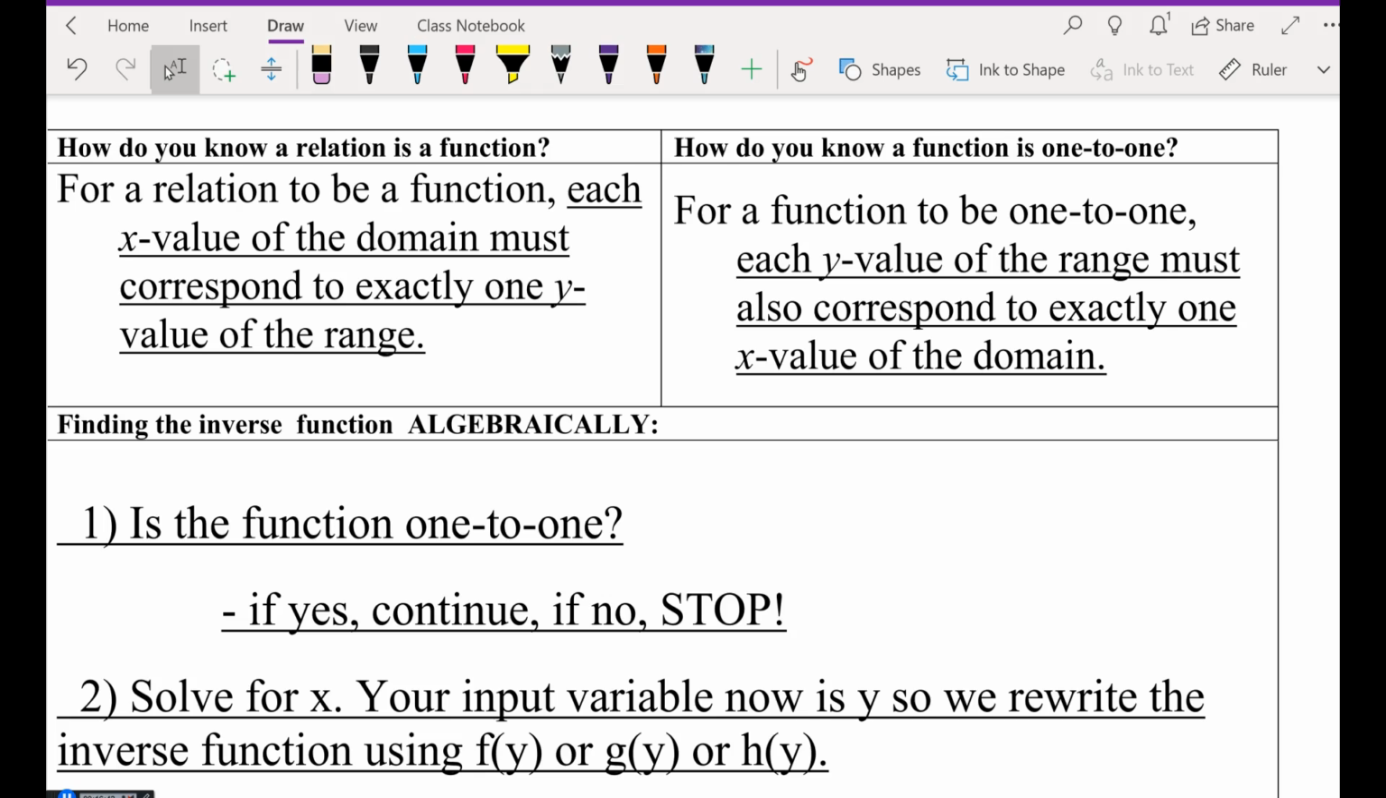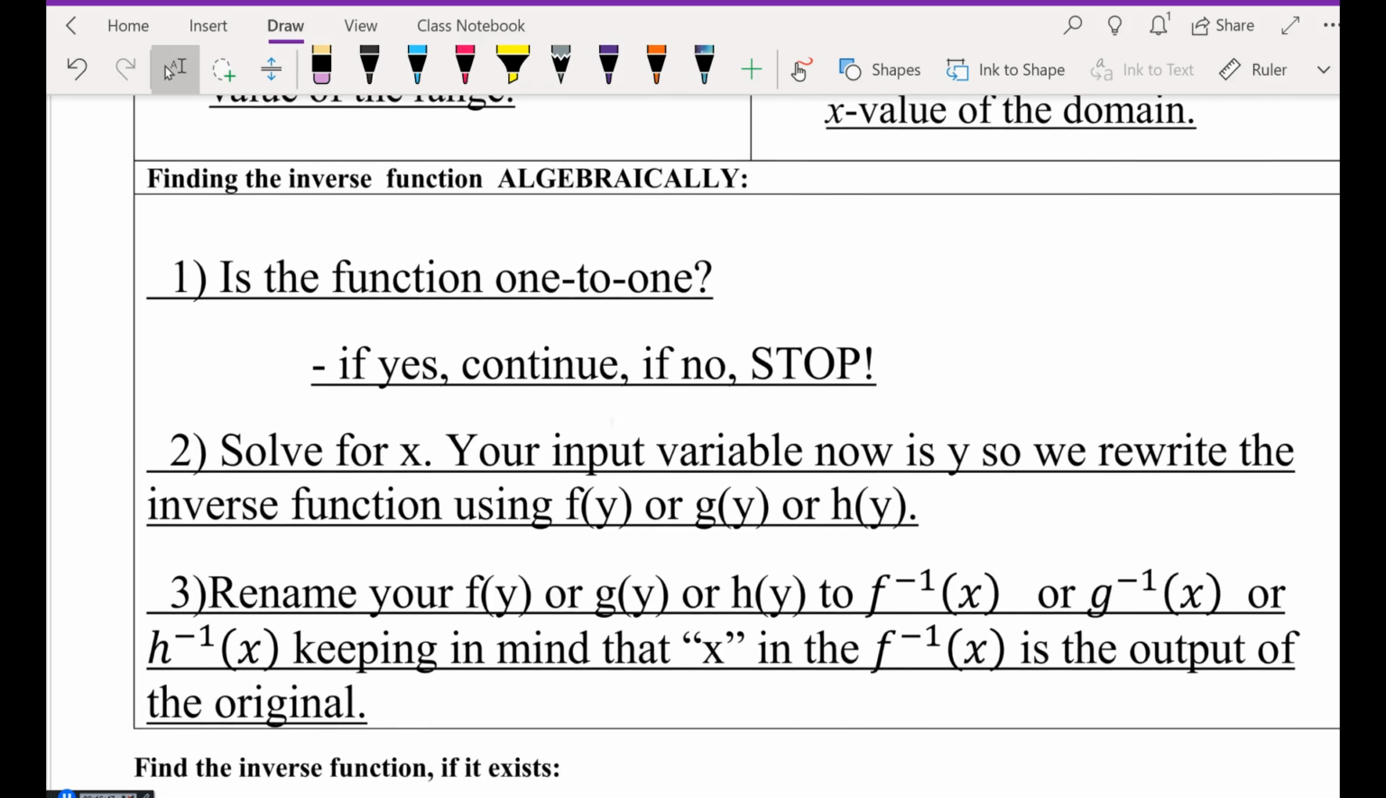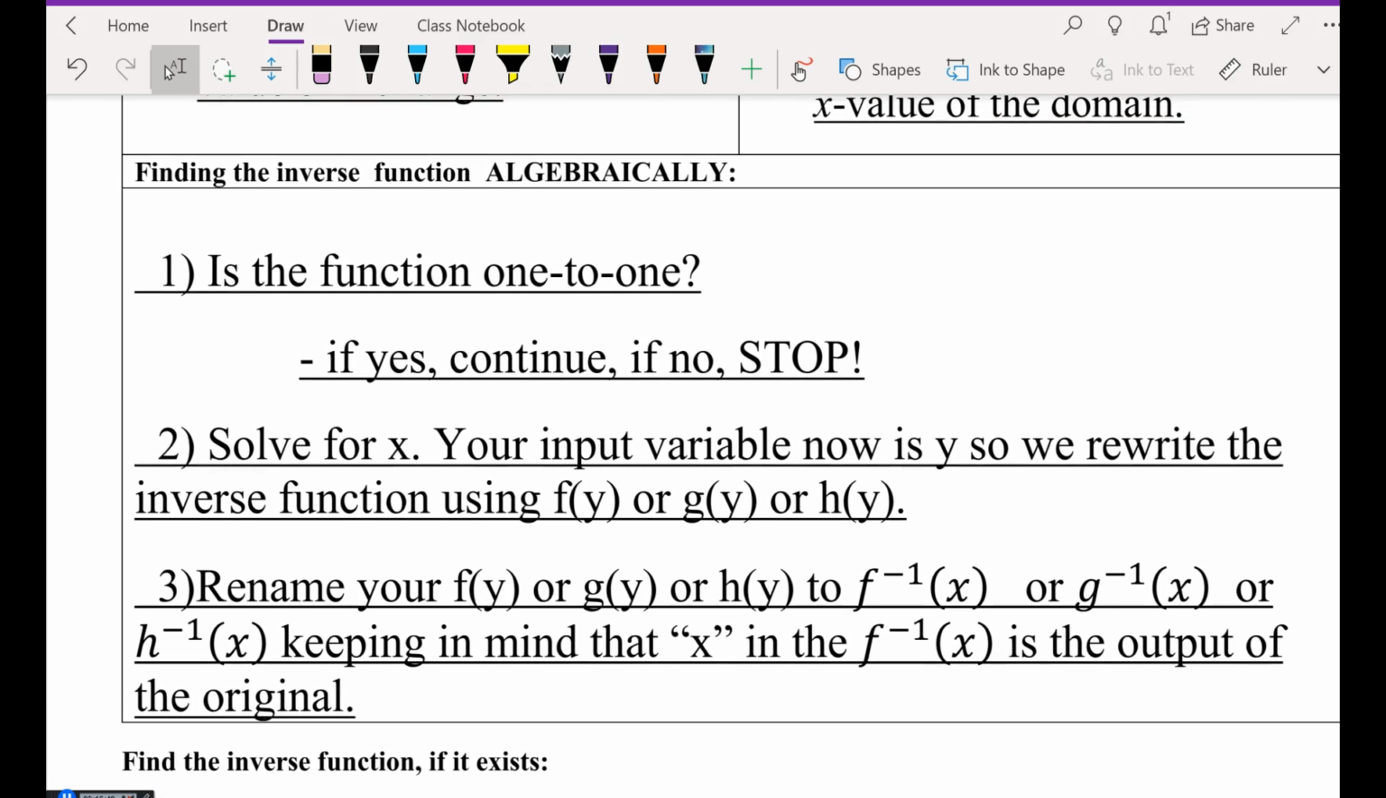Now this is where we are in our unit, finding the inverse algebraically. Can you help me read number 1 in finding the inverse function algebraically? Carly, help me read number 1. Is the function 1 to 1? If yes, continue. If no, stop. Perfect. Can you see it says if no, don't go any further? So if yes, then we proceed.